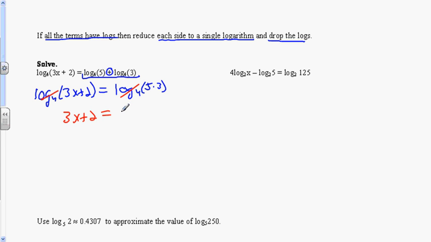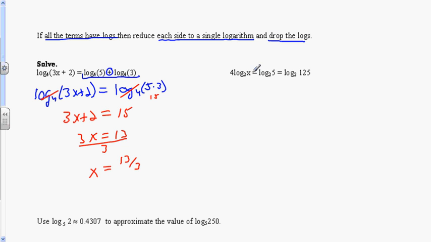We're not dividing by logs, it's just that they are equivalent statements. So for them to be proven equivalent, we can just say, well, 3x plus 2 must equal 15. Solve for x by subtracting 2, dividing by 3, and x is 13/3.